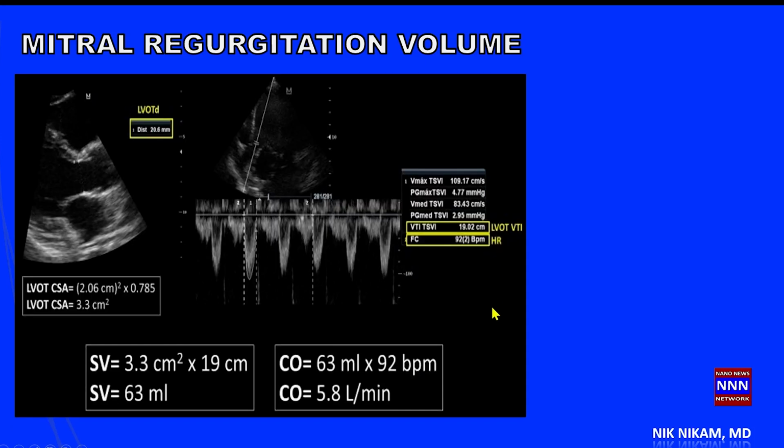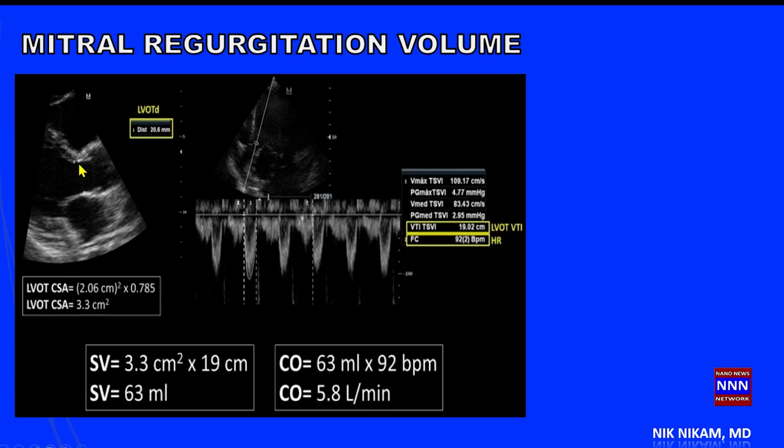In order to find out what is the regurgitant volume, how much of the blood the left ventricle is trying to pump into the circulation is going back into the left atrium, first of all, we need to calculate what is the volume going through the left ventricular outflow tract. How do we calculate that, which is basically the left ventricular stroke volume? It's pretty easy.